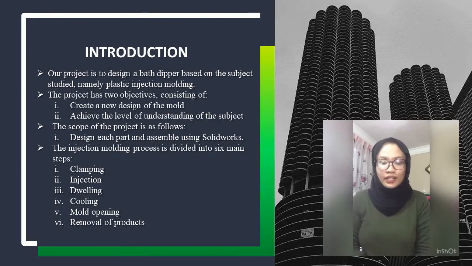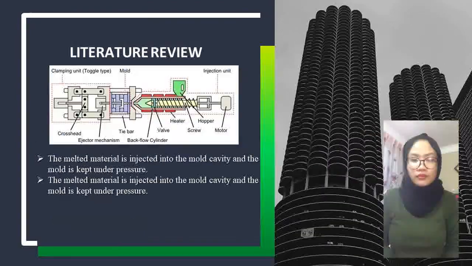To get high quality in the injection molded parts, it must be considered that the material has to be plasticized and injected carefully to avoid negative effects on the material properties. The injection molding process is divided into 6 main steps: first, clamping, injection, dwelling, cooling, mold opening, and removal of products.